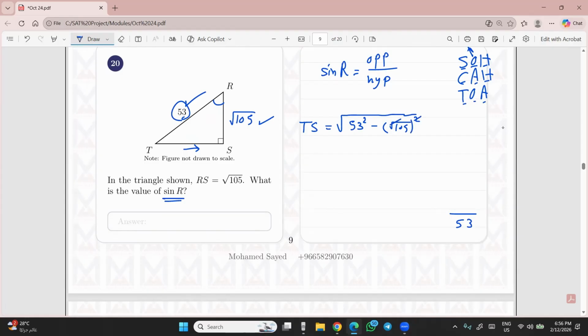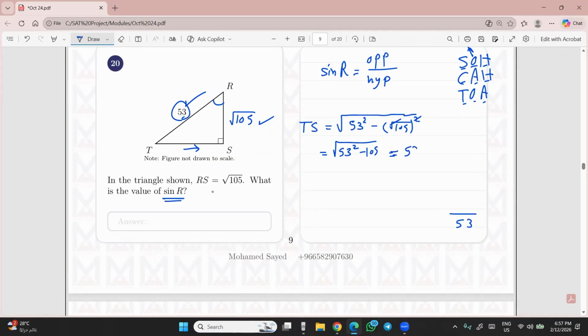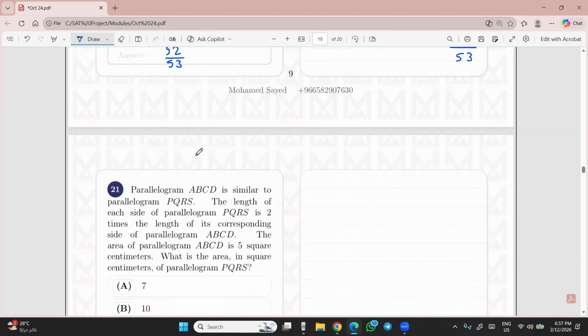So the square already cancels the root, so we have the square root of 53 squared minus 105 only. That can be done on the calculator. Get the square root of 53 squared minus 105, and you get 52. So TS is 52. You can just put it here. And now we get the sine of R by writing the opposite, 52, over the hypotenuse of 53. So this is the opposite of the angle R. 52 over 53 is our answer. You can also consider writing the decimal by using the calculator. And then we go to question 21.